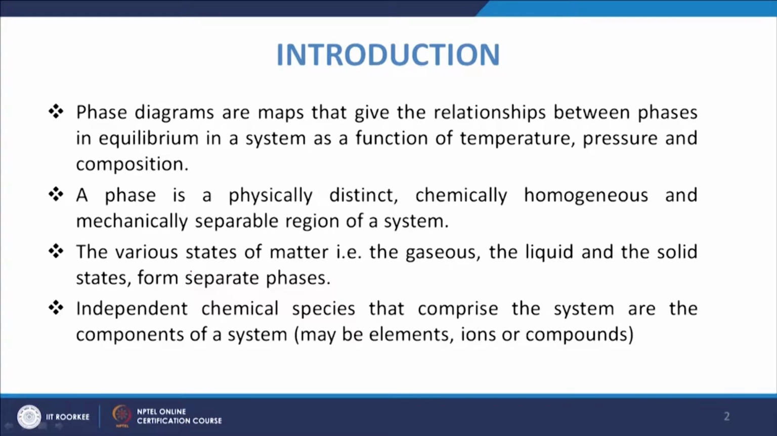Many times the gaseous, liquid and solid form separate phases. You also have independent chemical species, so we will talk about components. The independent chemical species that comprise the system are the components of a system. That is the definition of a component, and it may be elements, ions or compounds.